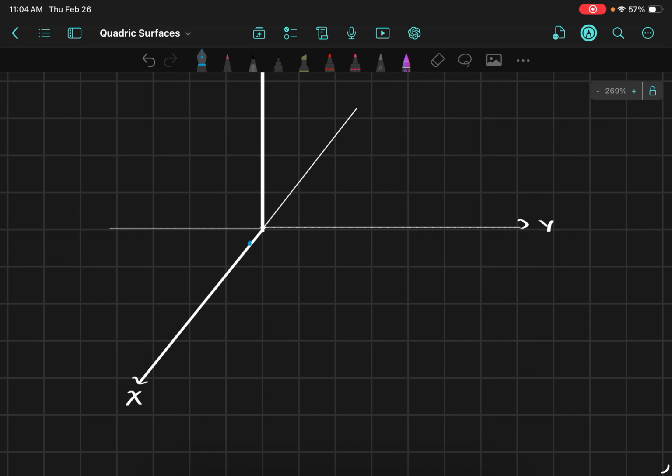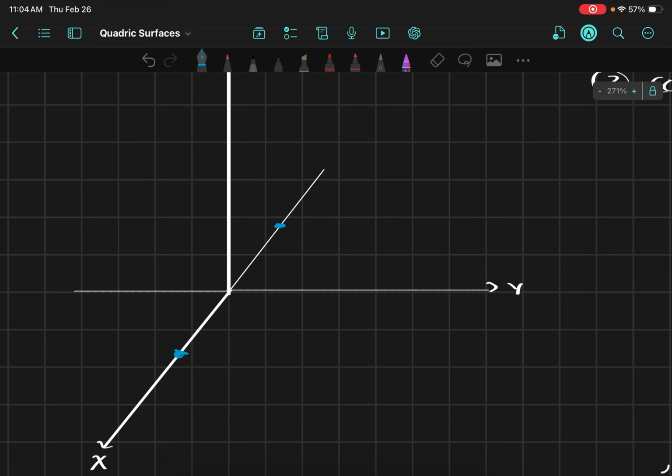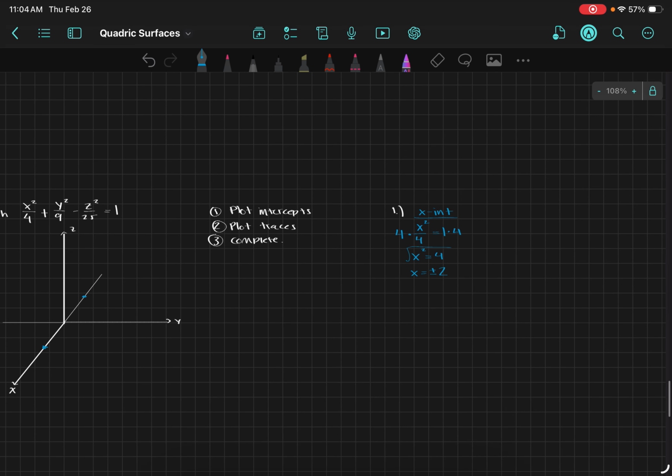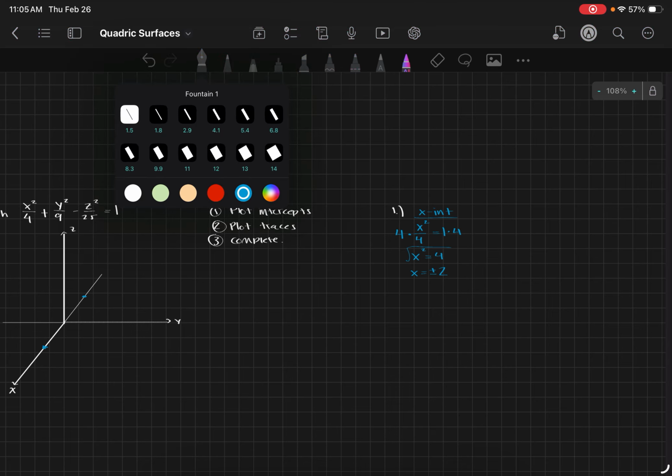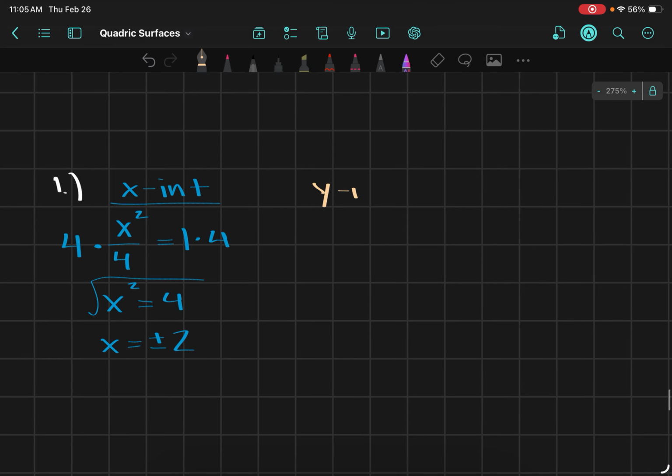X-intercept, 1, 2, we'll call it, we'll stretch it out a little bit. This is going to be our x-intercept right here. Negative direction, we're going to have it right here. These are our two intercepts. Let's go ahead and do our next one, and we'll do whatever this salmon kind of color is, perhaps.